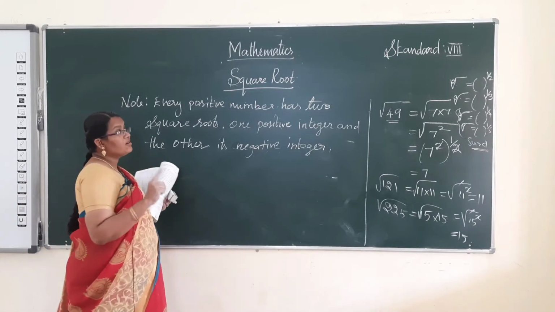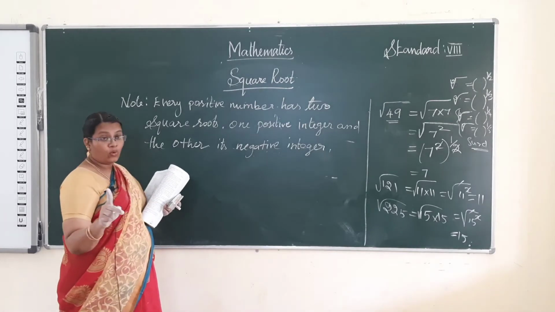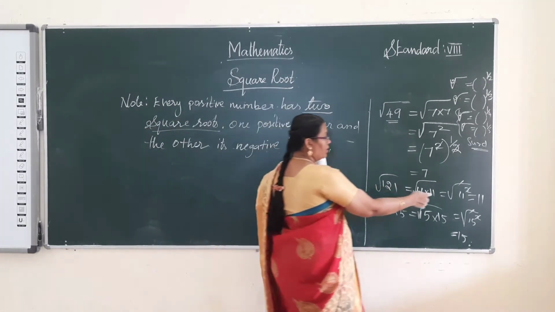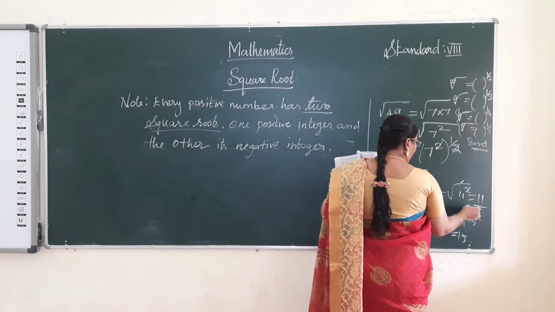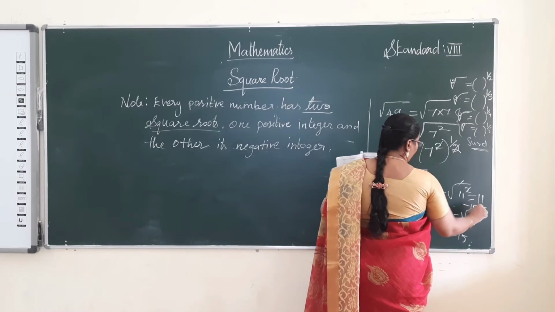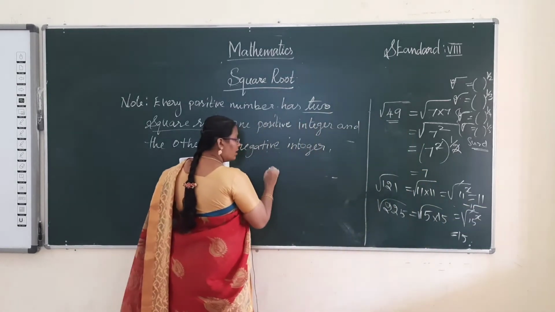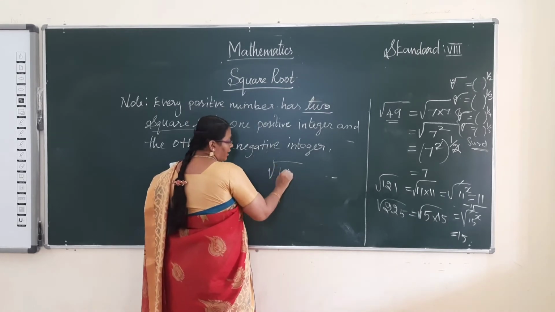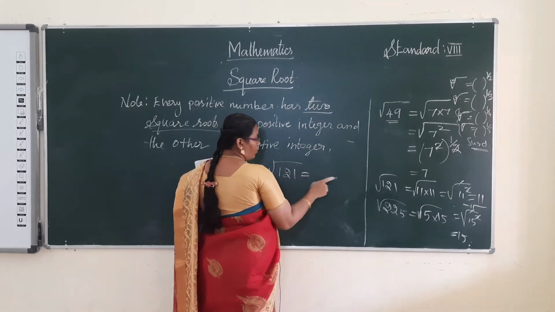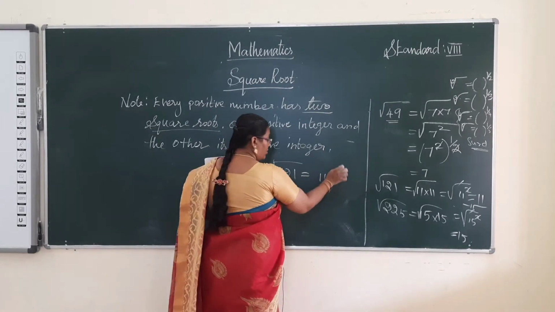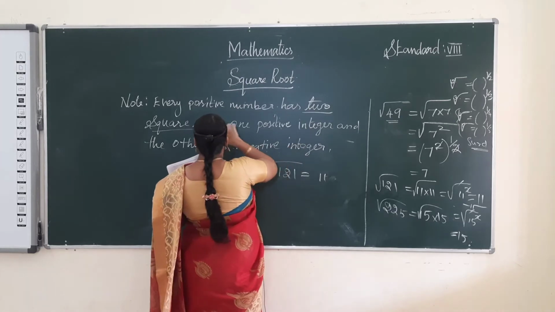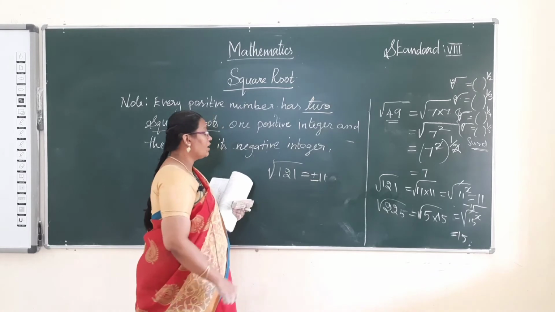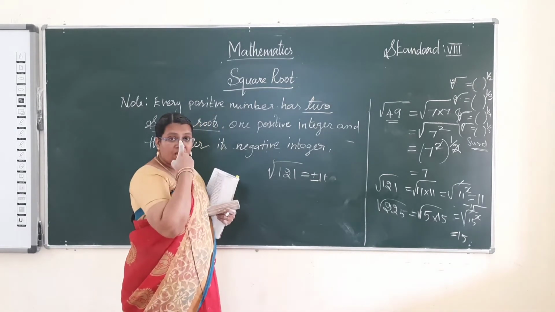So every positive number has 2 square roots. How many square roots? 2 square roots. So here 11, and another one is minus 11. It can be written, for example, for the 2 roots, the square root of 121. You know that value is 11. So 2 square roots are there. It can be written as plus or minus 11. The square root of 121 is equal to plus or minus 11.